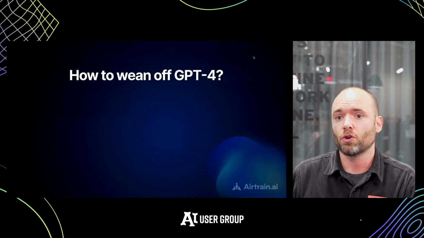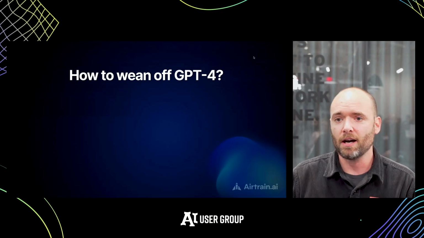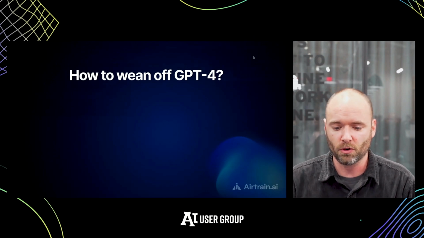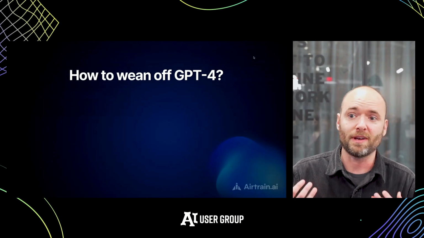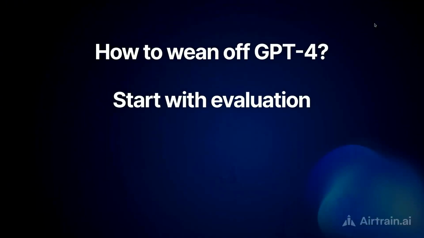And this is going to be the future of AI instead of always relying on GPT-4. So how do we get away from GPT-4? Well, the first thing you have to do is evaluate alternatives. You have to look at other models out there. You have to build yourself an evaluation data set, some test cases, and see what other models out there work well for your use case. So the first step is to start with evaluation.